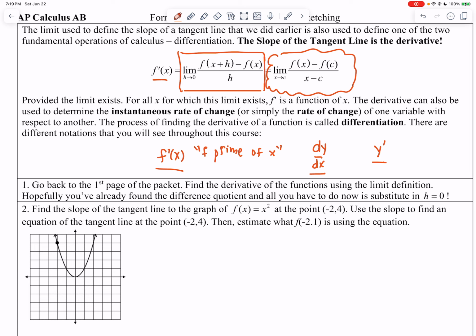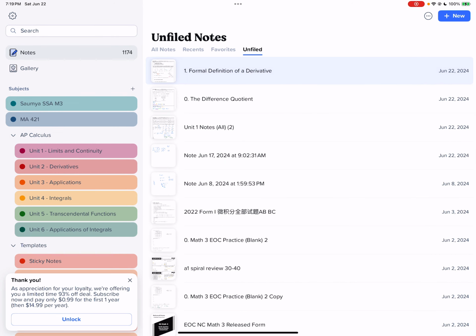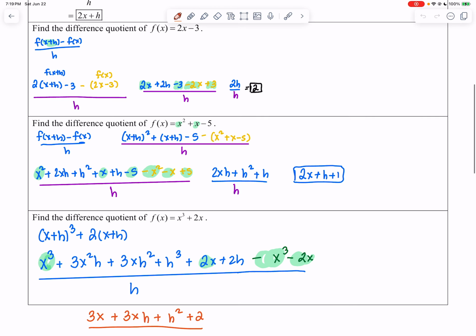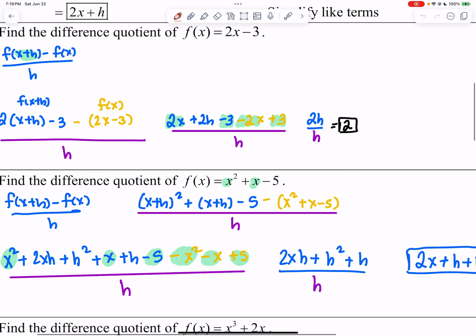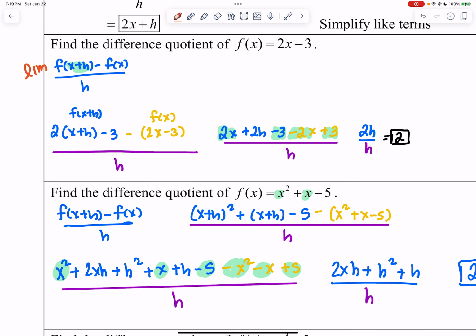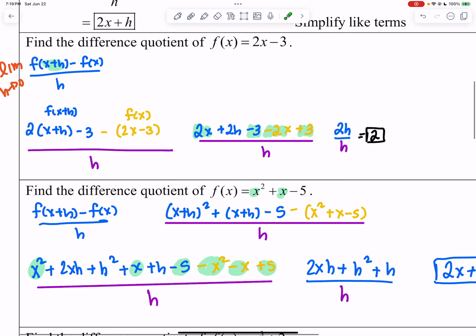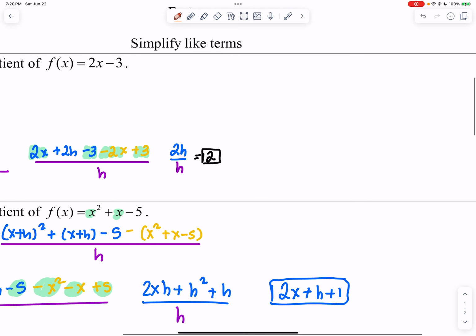All right, so number 1 says go back to the first page of the packet, and then we're going to find the derivative of the functions using the limit definition. So we've already found the difference quotient already, and what we're going to do is just take the limit as h approaches 0 for these 3 functions right here. So here, if we take the limit of this right here as h approaches 0, well, remember that my difference quotient was just 2. So here, my limit, or my derivative here, is just going to be 2. So this means that f prime of x is just 2.